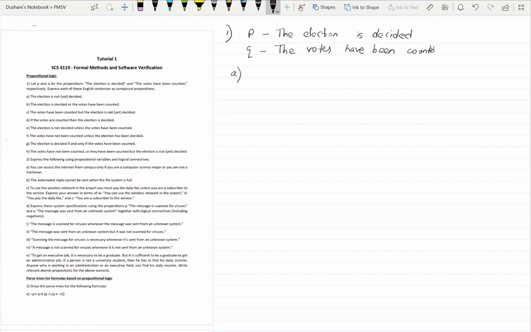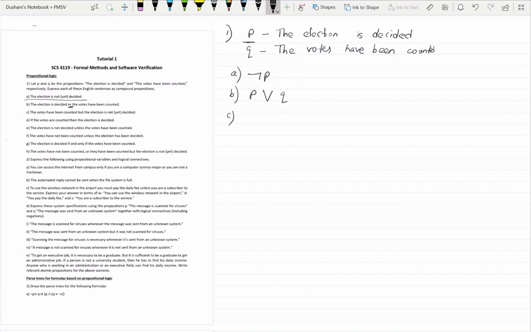Part A asks us to write the compound proposition to represent the election is not yet decided. So if P represents that the election is decided, then the election is not decided will be given by negation P. Part B, the election is decided or the votes have been counted. So this means the election is decided is P, the votes have been counted is Q. So there's an OR in between, which means we have to put the OR sign.